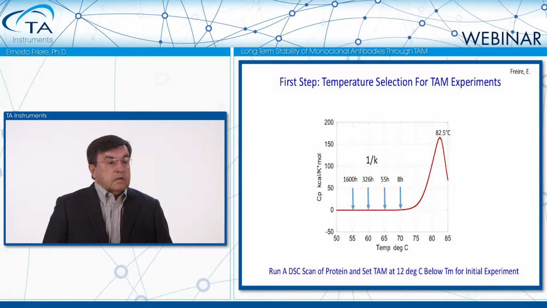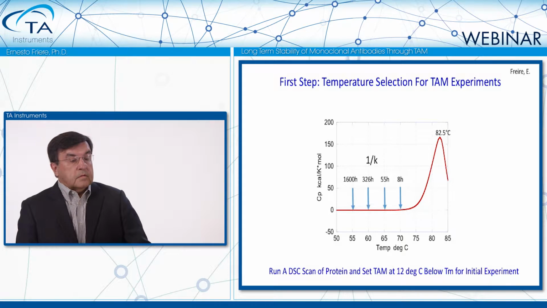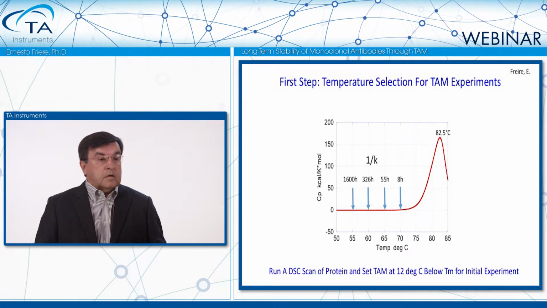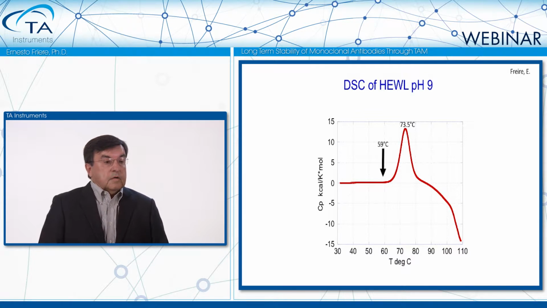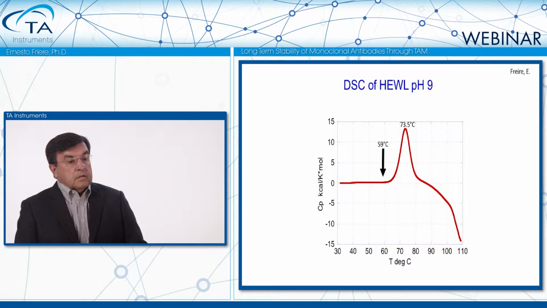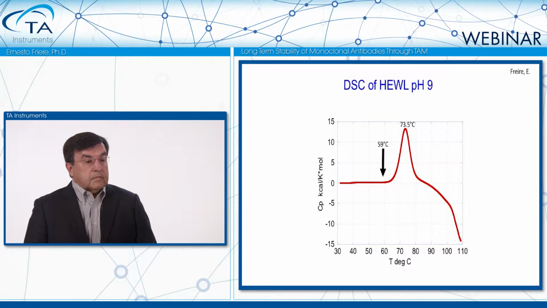So for our studies, we usually start our experiments 12 degrees below Tm to have an idea of what the rates are at those temperatures, rather than using a very, very low temperature that will take weeks or months to occur. So, for example, this is a DSC of lysozyme, which we have used as a test protein to set up the technique and the technology at pH 9. As you can see, under those conditions, it denatured at 73.5 degrees, and after a while it aggregates and precipitates, as you can see by the exothermic peak after the Tm.